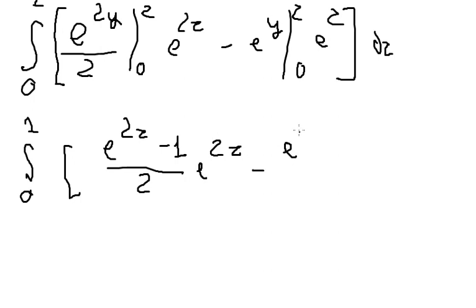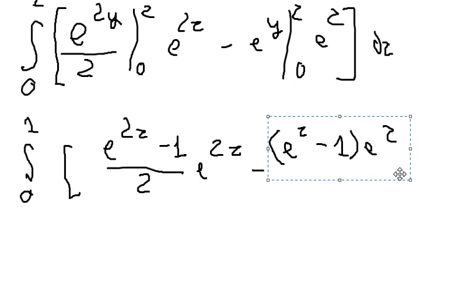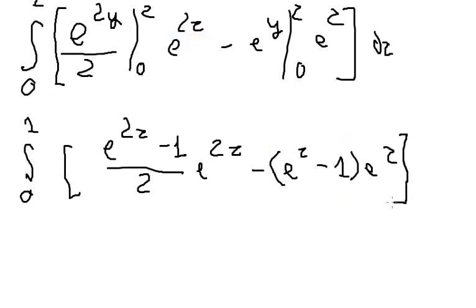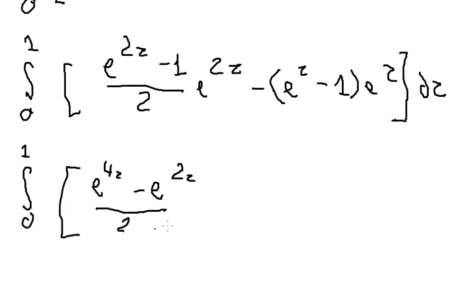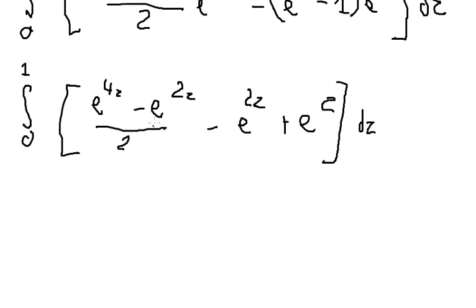And the next one, now we need to simplify everything in here. e^4z minus e^2z, and we have 2 in here. This one we get negative e^z, and we have 2z, because e^z multiplied with e^z gives e^2z, and we get positive e^z dz. And now we get the final answer. This one, negative 1 over 2, and negative, you get negative 3 over 2.